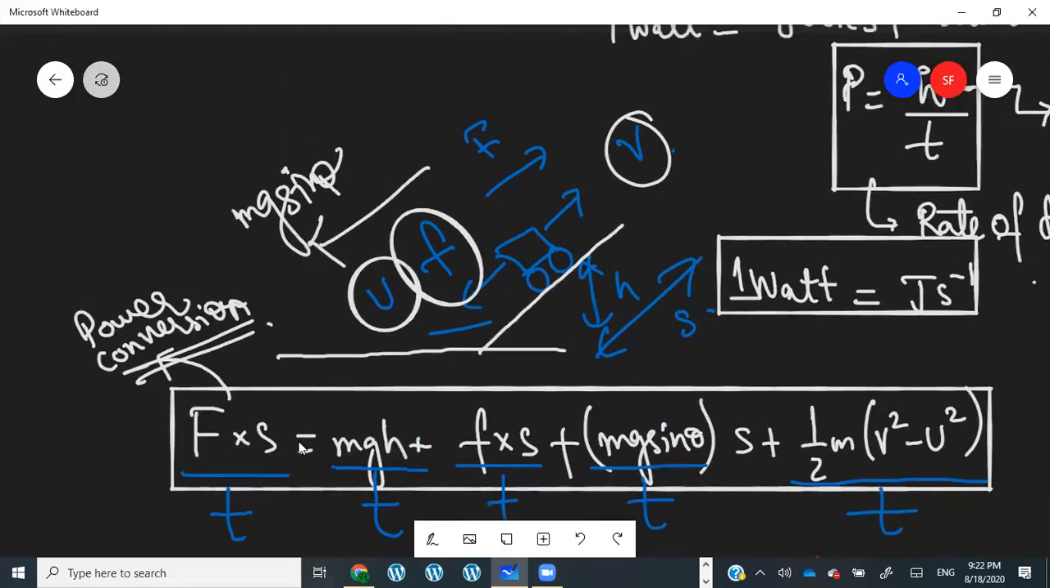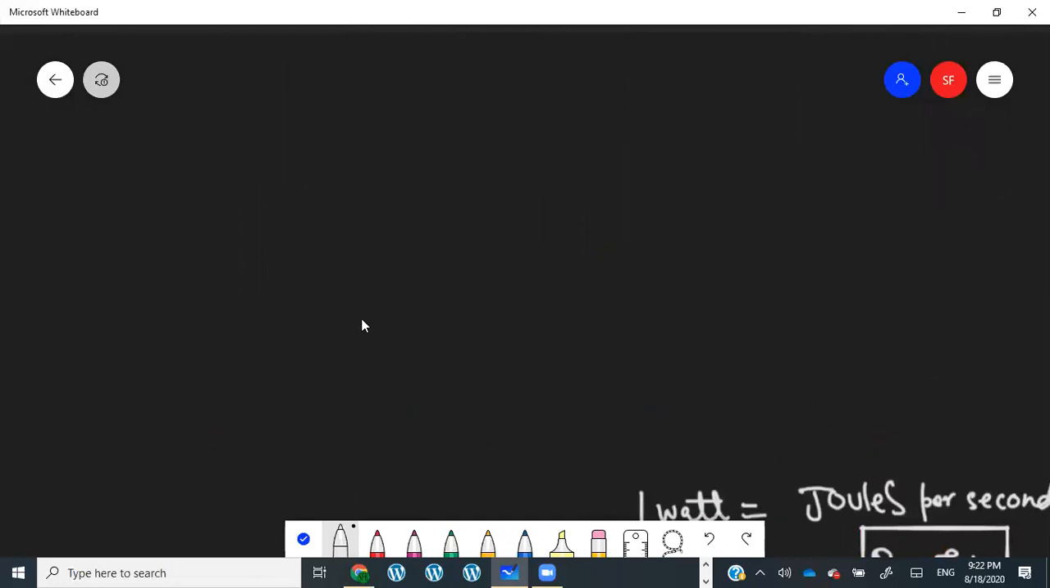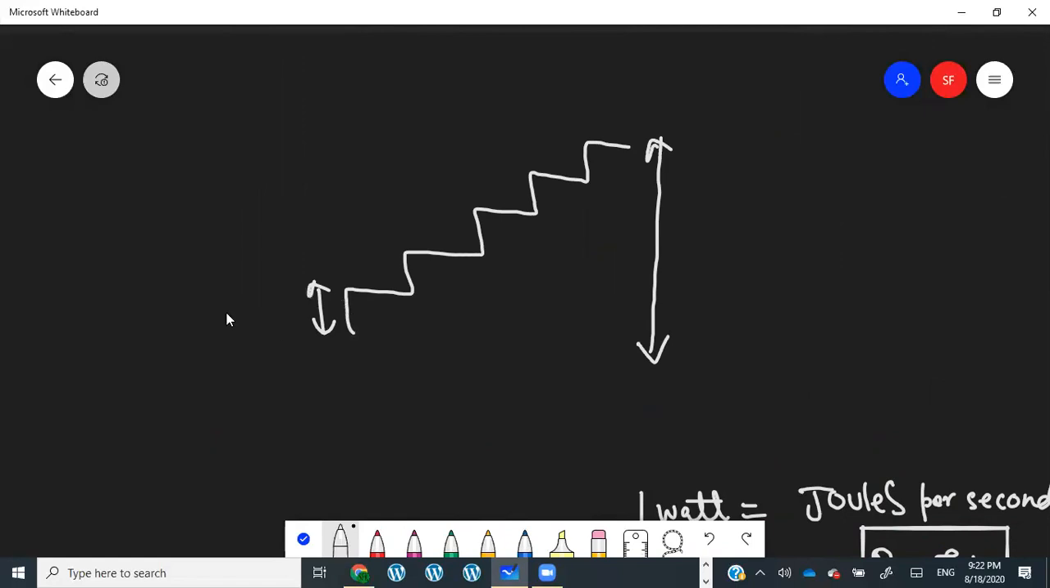For instance, a person goes up a flight of stairs in, let's say, 2 seconds or 3 seconds or 5 seconds or 10 seconds or 15 seconds. Each staircase has a height of 0.1 meter, for instance. There's a boy whose mass is, let's say, 70 kg, and he goes up the stairs in, let's say, a time of 5 seconds. So what's the power that he did? What was the rate of flow of energy that he did in this case?